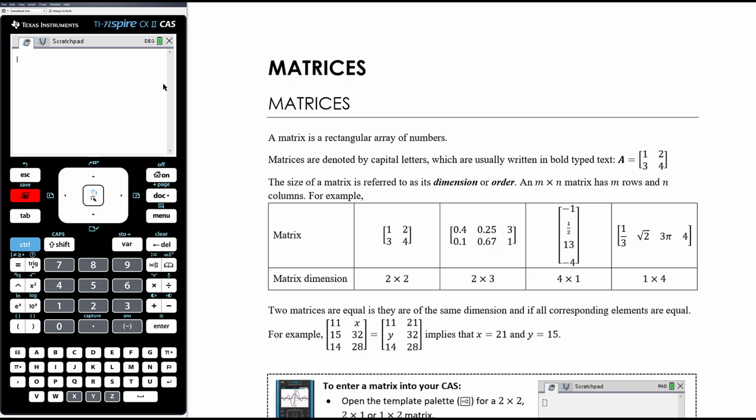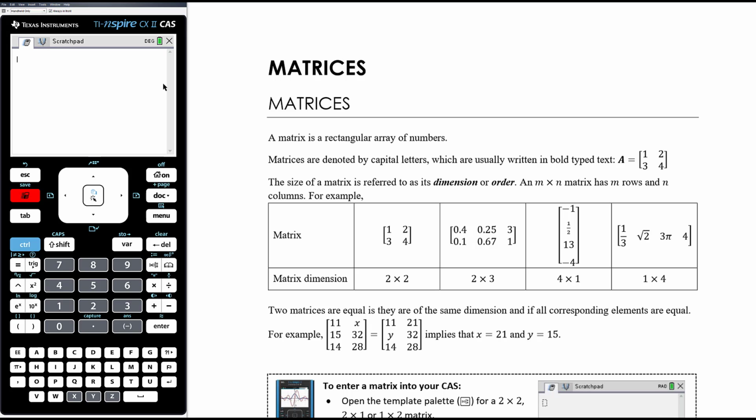Many of you will never have met a matrix before. Essentially a matrix is a rectangular array of numbers. That's a technical definition. It is basically a list of numbers in a grid, or a table of numbers in a grid. Matrices are usually denoted by capital letters, which if typed are often written in bold text. And the size of a matrix is referred to as its dimension or order.